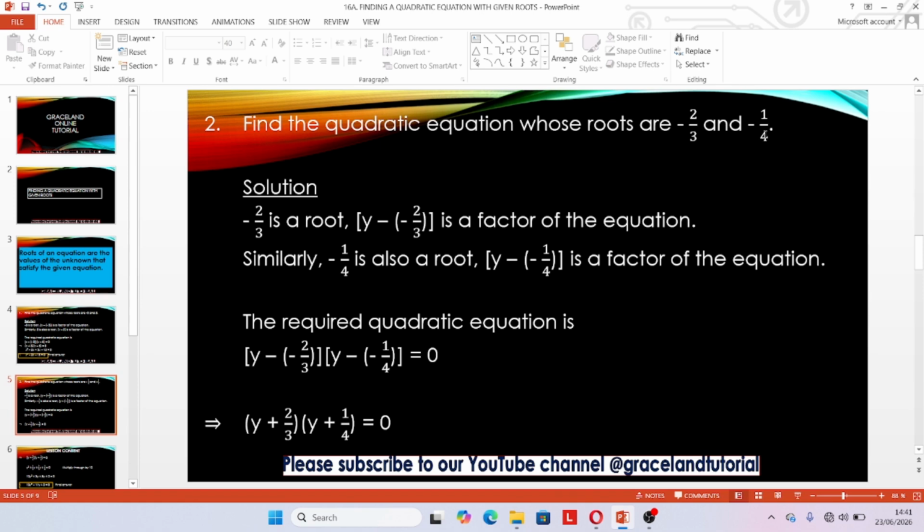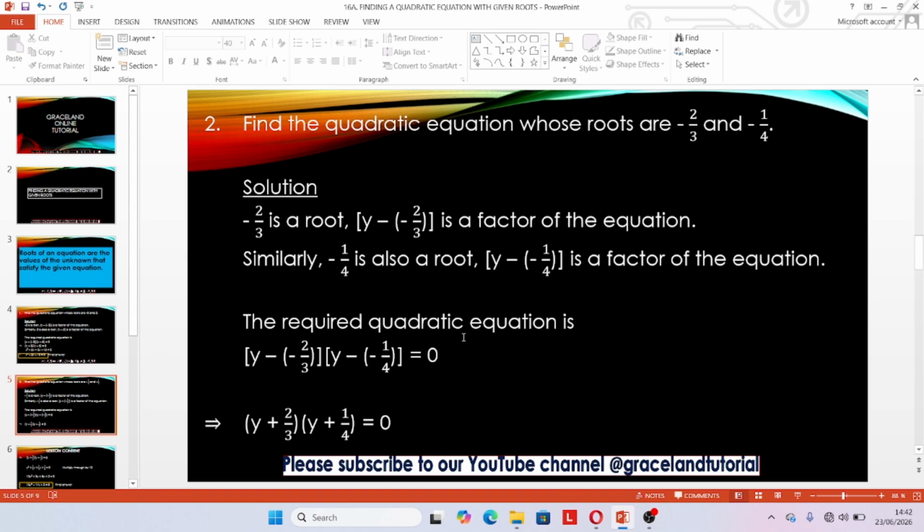Also, -1/4 is also a root. So which means this -1/4 will now be y minus, open bracket, -1/4, close the bracket, is a factor of the equation. Now we are bringing the two factors together. So which means we have y minus -2/3 into y minus -1/4 is equal to 0.